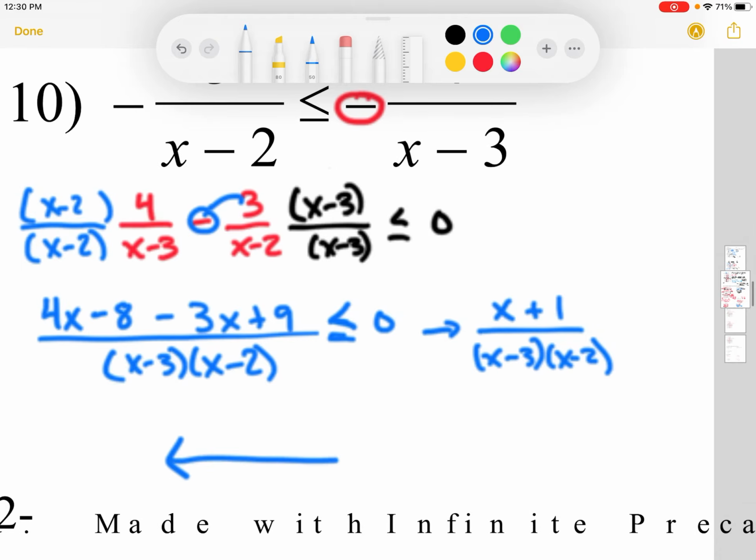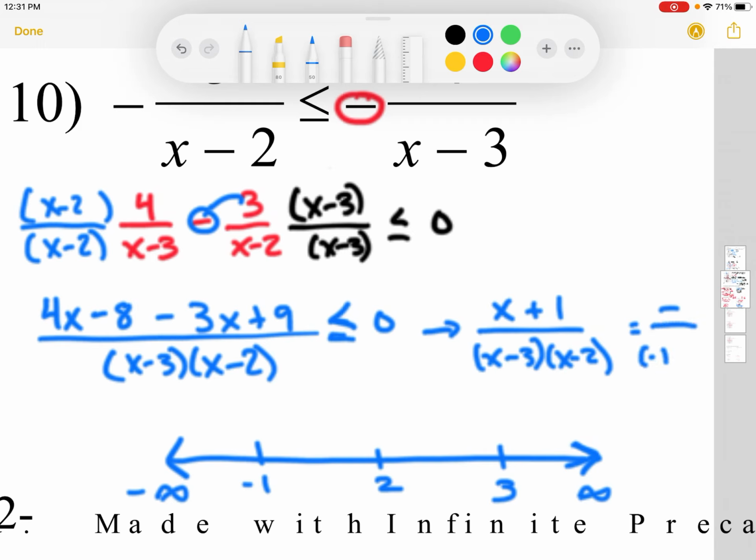On a number line, we're going to put negative 1, 2, and 3, from negative infinity to infinity. And again, if we choose x equals negative 2, you would get a negative divided by a negative times a negative. So three negatives make a negative. Then we're going to alternate signs.